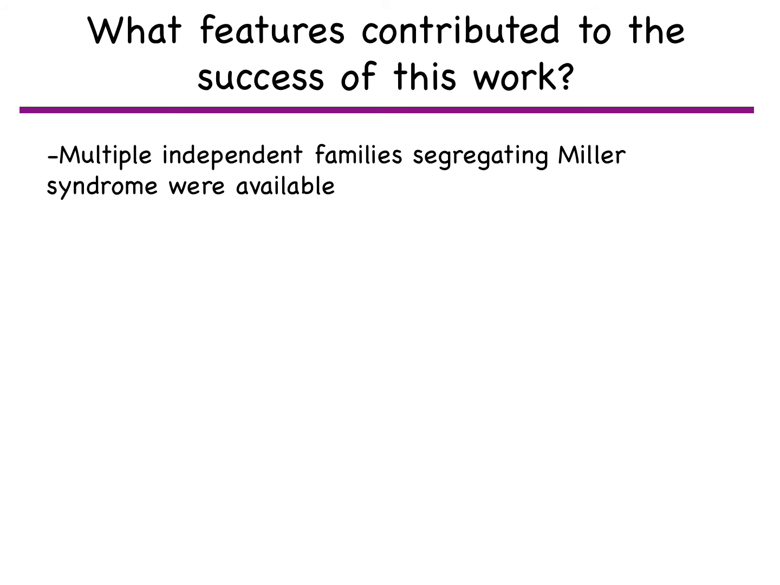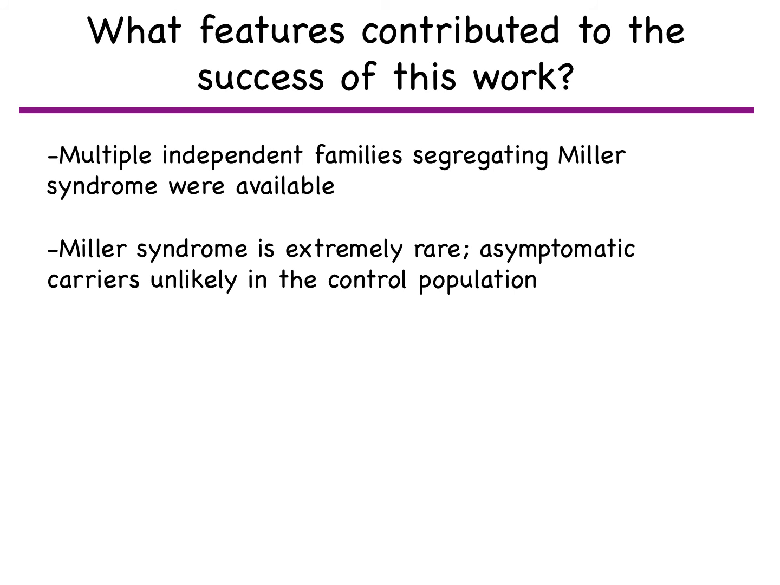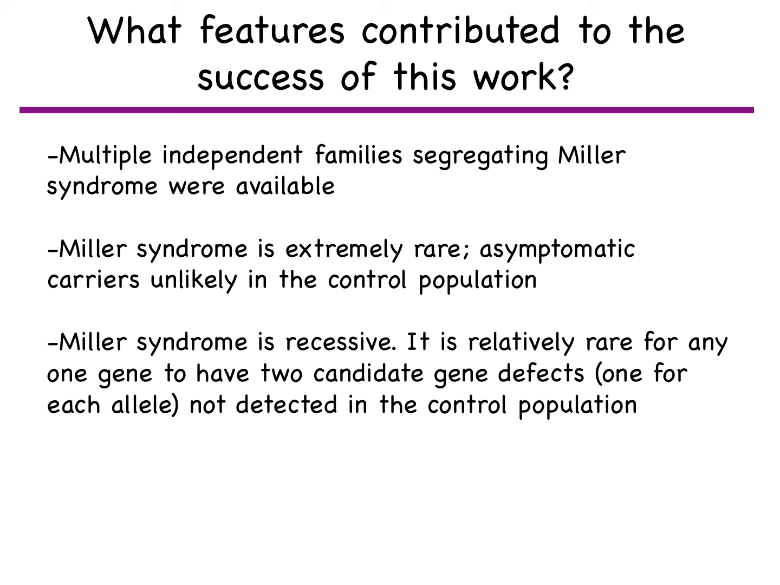So the key features were this. There were multiple independent families segregating Miller syndrome that were available. So that allows you to basically look for things that are in common between different families. It turns out Miller syndrome is an extremely rare disease, and so you're unlikely to have asymptomatic carriers in the control population. That's also very important. Miller syndrome is also recessive. It's relatively rare for any one gene to have two candidate gene defects. You have to have one in each allele. That's not also detected in the control population. So that helps reduce the number of candidate genes down quite substantially.